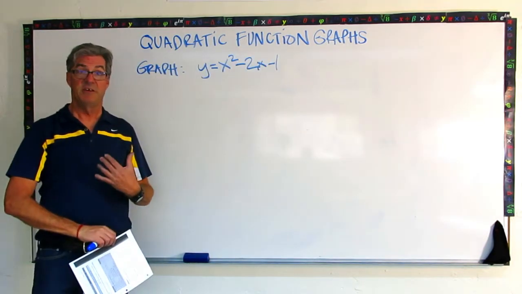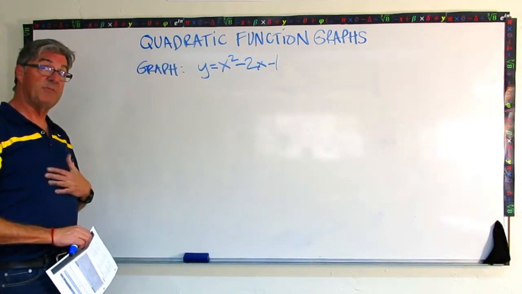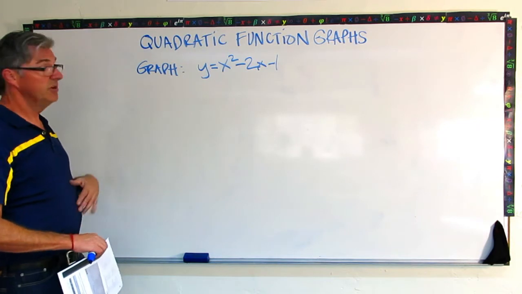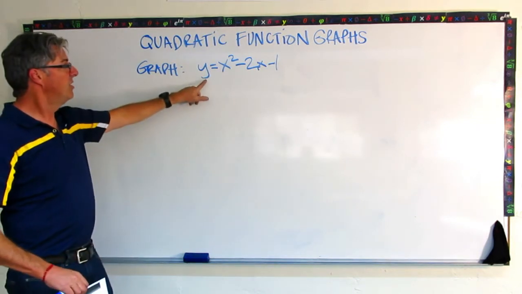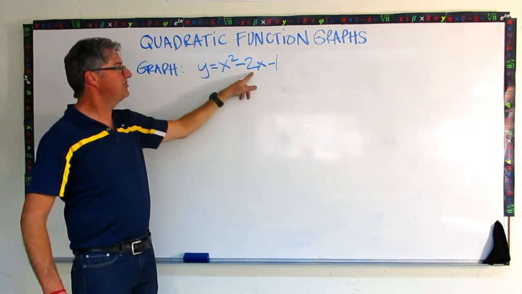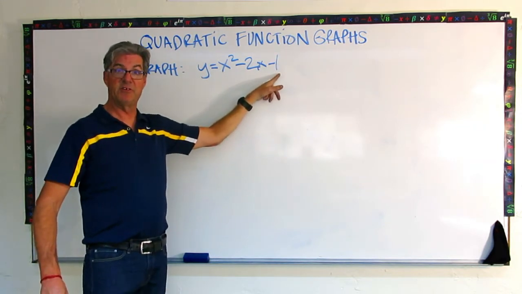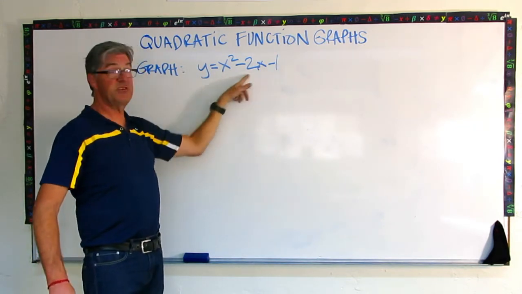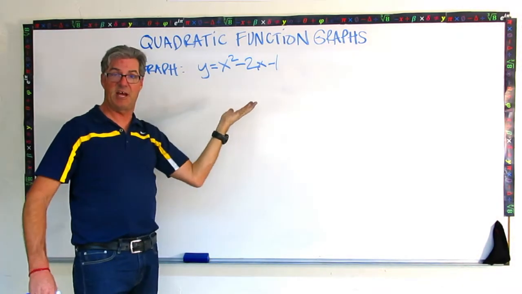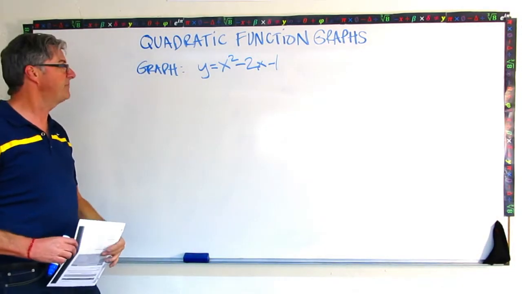Okay, so let's graph a more complicated quadratic function. So instead of y equals x squared, now what we have is y equals x squared minus 2x minus 1. So these should be familiar to you, quadratic equations of this type. We've been playing with these in quite a few chapters.